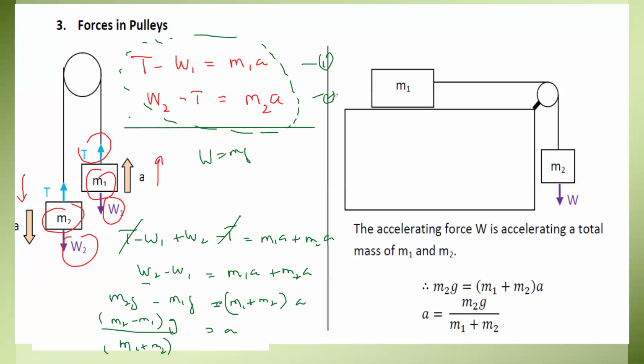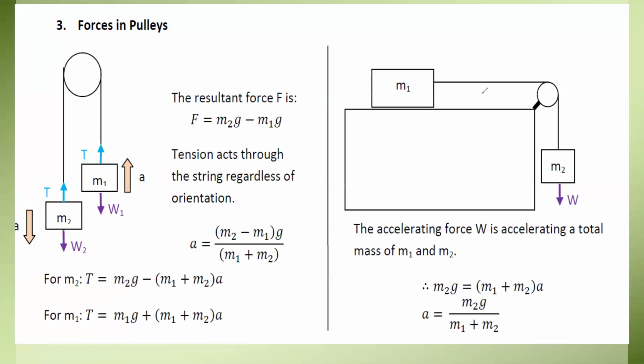Same way, if one of the objects is on the horizontal surface and the other object is moving vertically and accelerating downward, and the tension T is there, what will the first equation be that we can write? W2, because it is the second object, so we can write W2 minus T is equal to M2A.